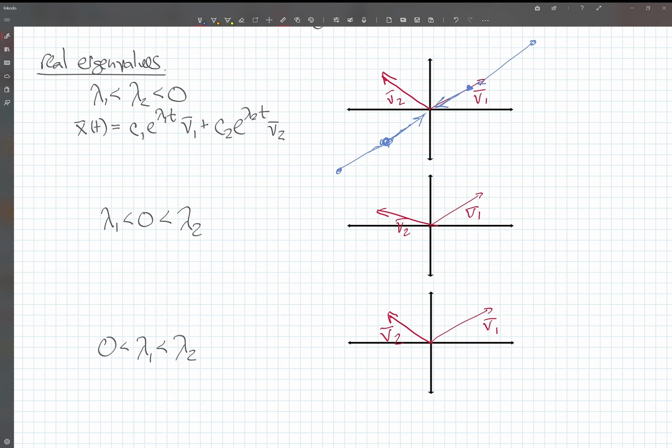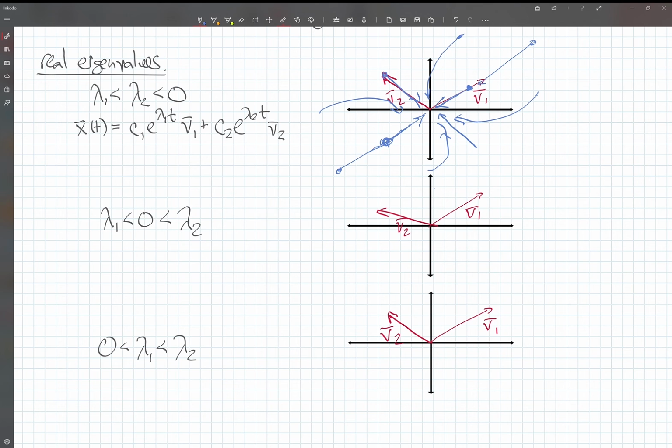What about starting along v2? Well, lambda 2 is also negative, so again, we'll come in along that. Now, what happens if we start someplace else? Then c1 and c2 are both going to be non-zero, which means we're taking a little bit of v1, a little bit of v2, and we're adding them together. Let's see what happens. And the shape is going to look something like this.